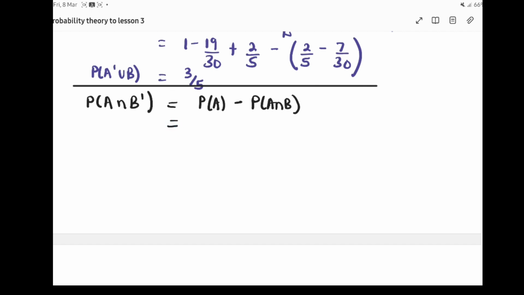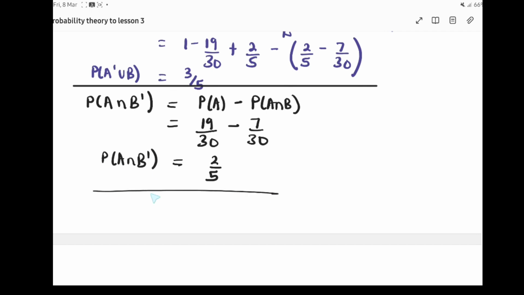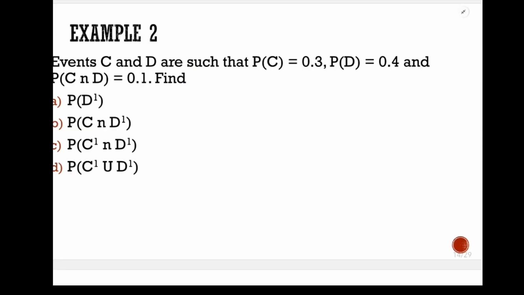My probability of A was given in the question as 19 out of 30 and my intersection was calculated as 7 out of 30. So I'll end up with 12 out of 30, which will reduce to 2 out of 5. So my probability of A intersection B complement is equal to 2 out of 5.